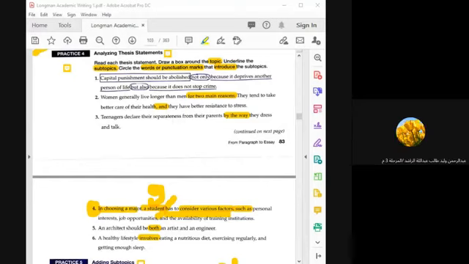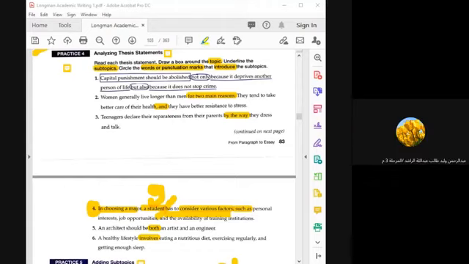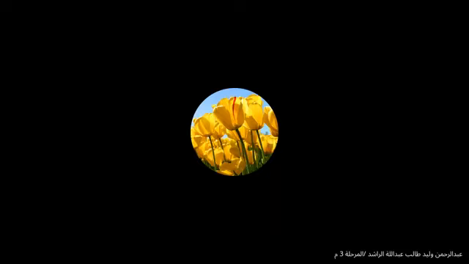Okay, guys. Women generally. Women generally, meaning two words. Women generally live longer than men for two main reasons. Okay, thank you very much, Abdurrahman.